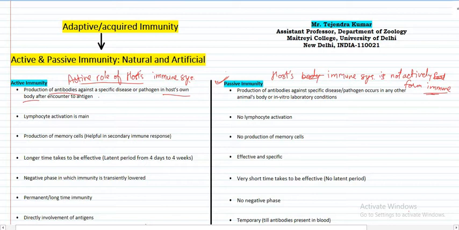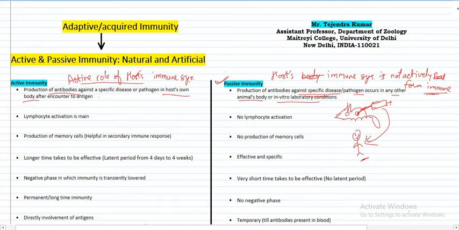So in case of passive immunity, antibodies against a specific disease or pathogen can be formed in another animal's body or in in vitro laboratory conditions, right? Suppose this is another animal, and here the antibody is produced, and you are taking up this antibody and then giving it to another person, right? So it means the antibody is created in another body, and the active role was not of the person who is human, right? That's why it is called passive immunity.